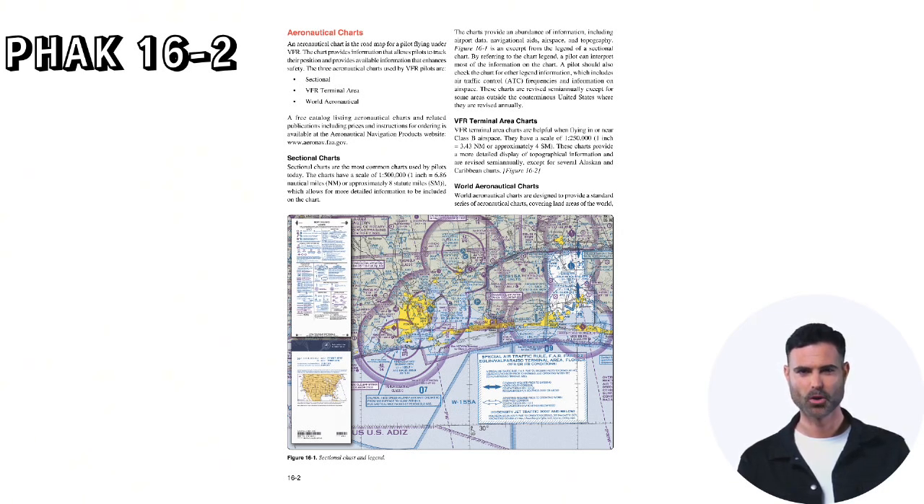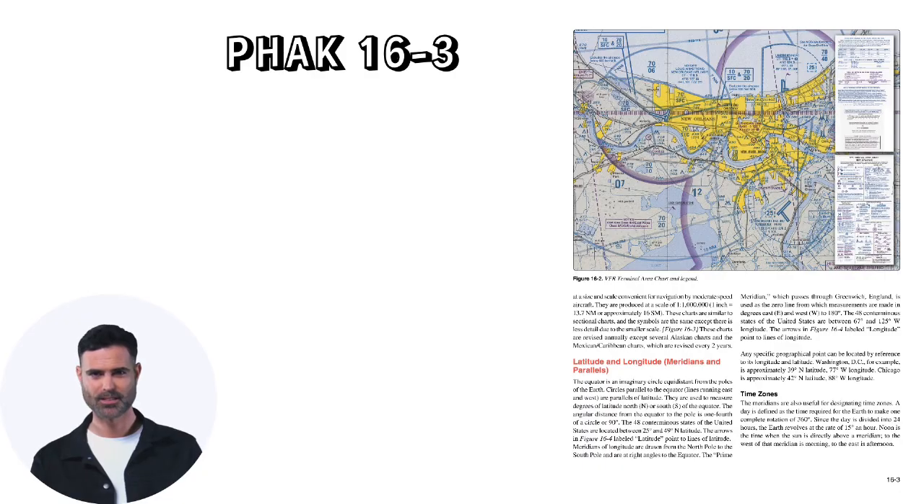World Aeronautical Charts. World Aeronautical Charts are designed to provide a standard series of aeronautical charts covering land areas of the world at a size and scale convenient for navigation by moderate-speed aircraft. They are produced at a scale of 1 to 1 million. 1 inch equals 13.7 nm, or approximately 16 sm. These charts are similar to sectional charts, and the symbols are the same except there is less detail due to the smaller scale. These charts are revised annually, except several Alaskan charts and the Mexican-Caribbean charts, which are revised every 2 years.